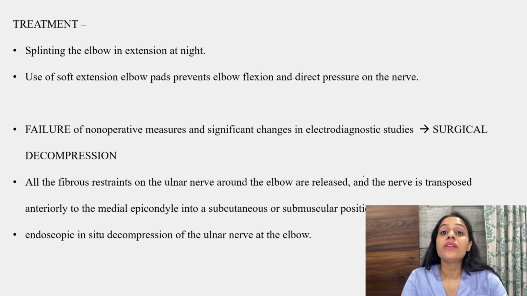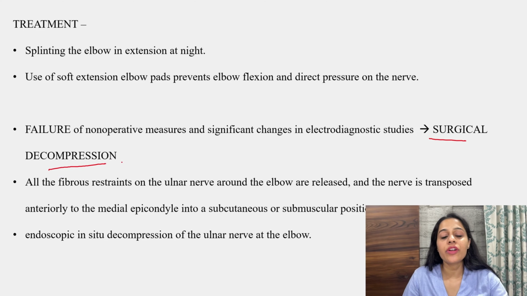Treatment is, if it's an early stage, you can just splint the elbow in extension at night, or you can use soft extension elbow pads which will prevent elbow flexion and prevent direct pressure over the nerve. But if you feel that the conservative measure is not working, there is failure and there are significant changes in the electrodiagnostic studies, you need to go for surgical decompression.